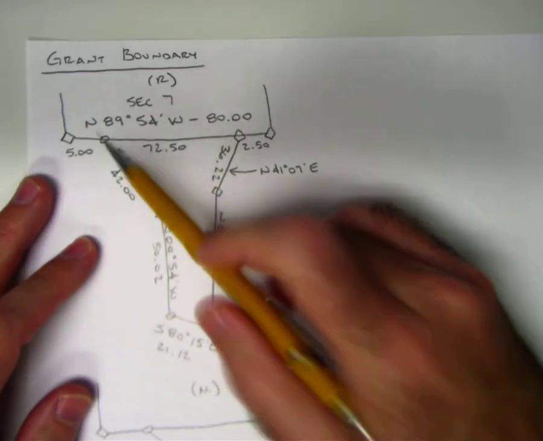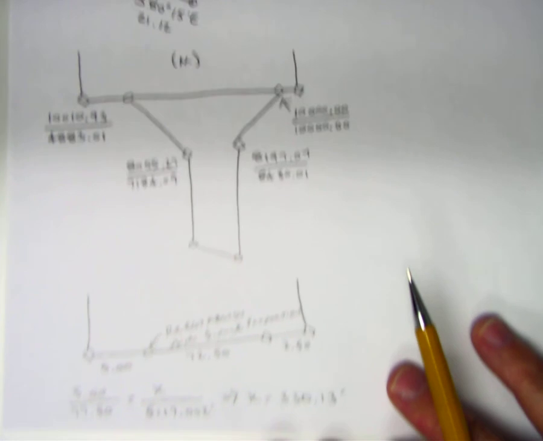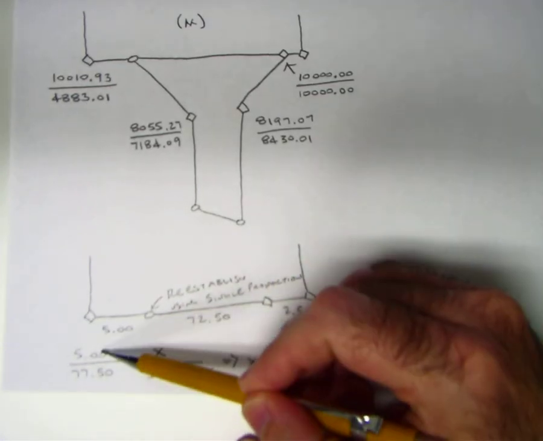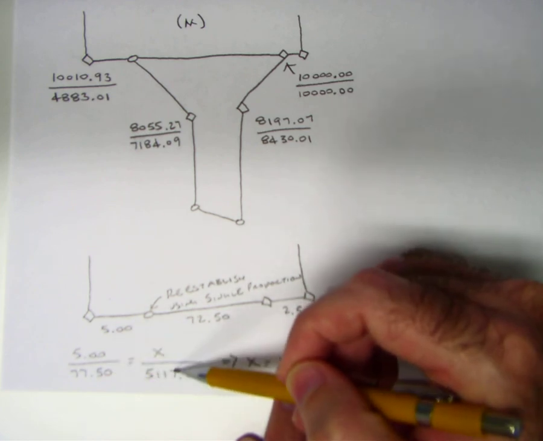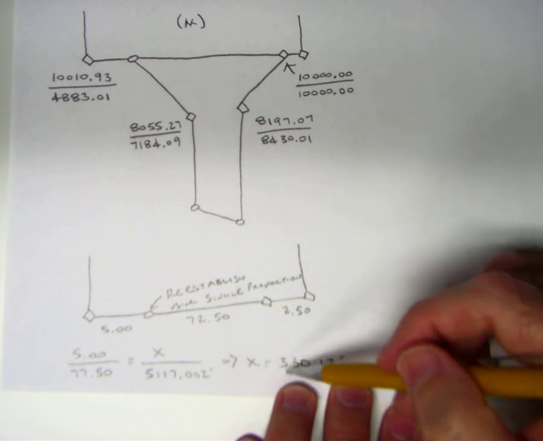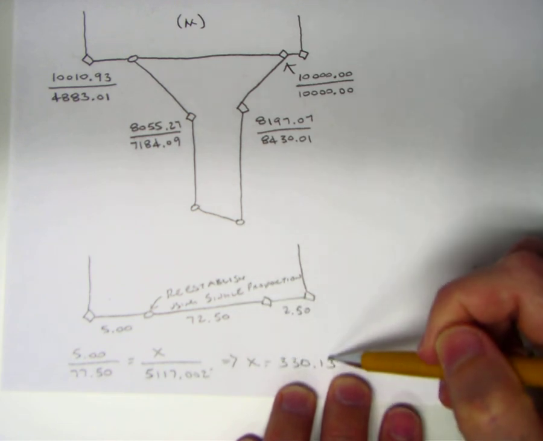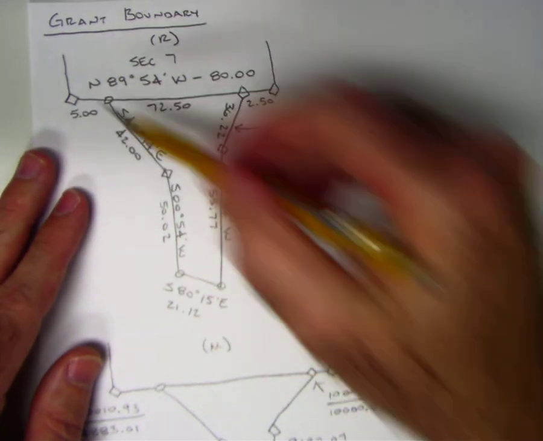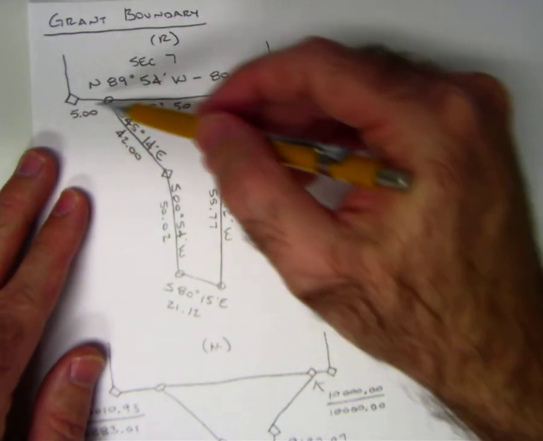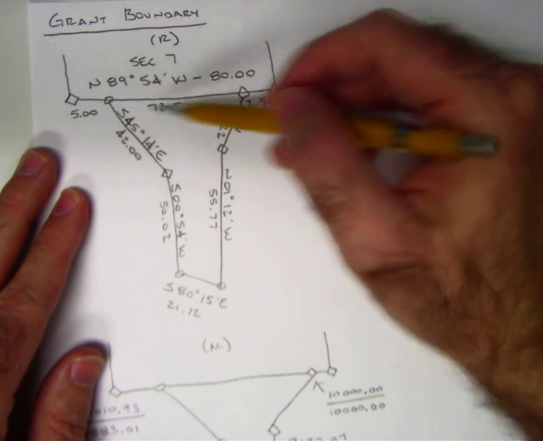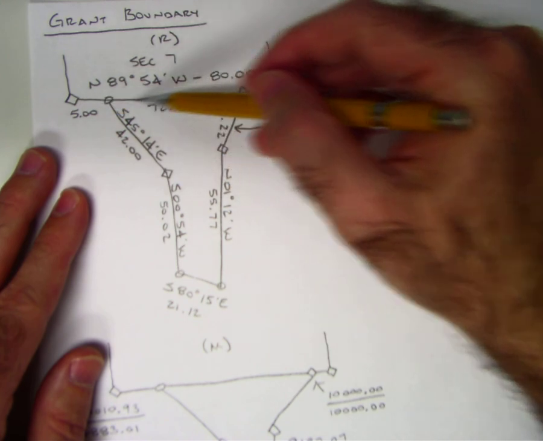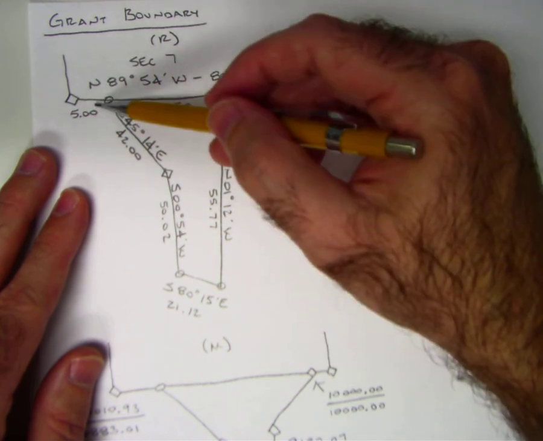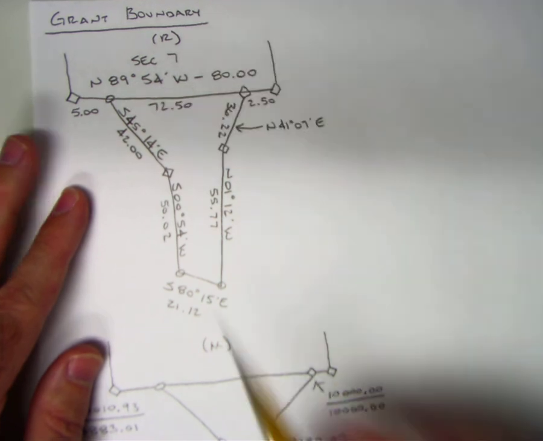So to start with, I'm going to reestablish this corner using single proportion. So 5 is to 77.50 as X is to 5,117.002 feet. So X is 330.13 feet. And so from here, because I said 5 is to 77.5, which is the summation of these two, from the southwest corner on this line, I go 330.13 feet, and that establishes this corner.